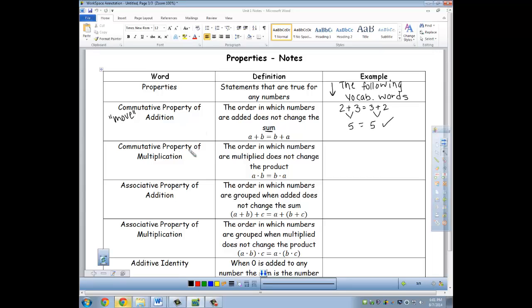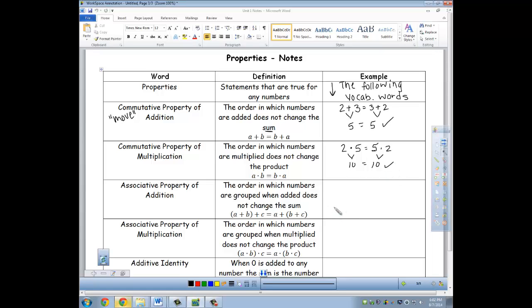Next is the commutative property of multiplication. So it's the exact same thing that we just did, except using multiplication. The formal definition is the order in which numbers are multiplied does not change the product. So let's use 2 times 5 and put it equal to 5 times 2. On the left I got 2 times 5 is 10. Bring down my equal sign. On the right, 5 times 2, 10. And 10 equals 10, so we're good.